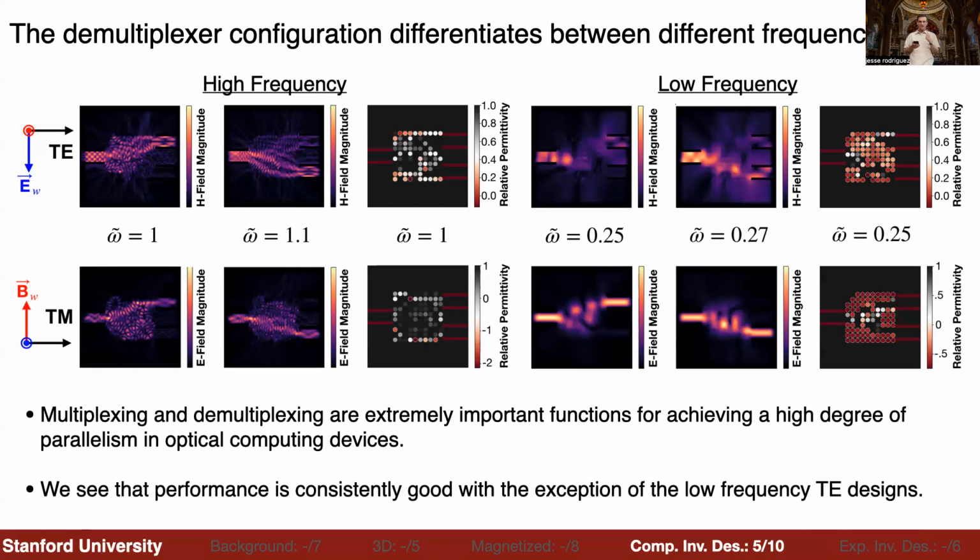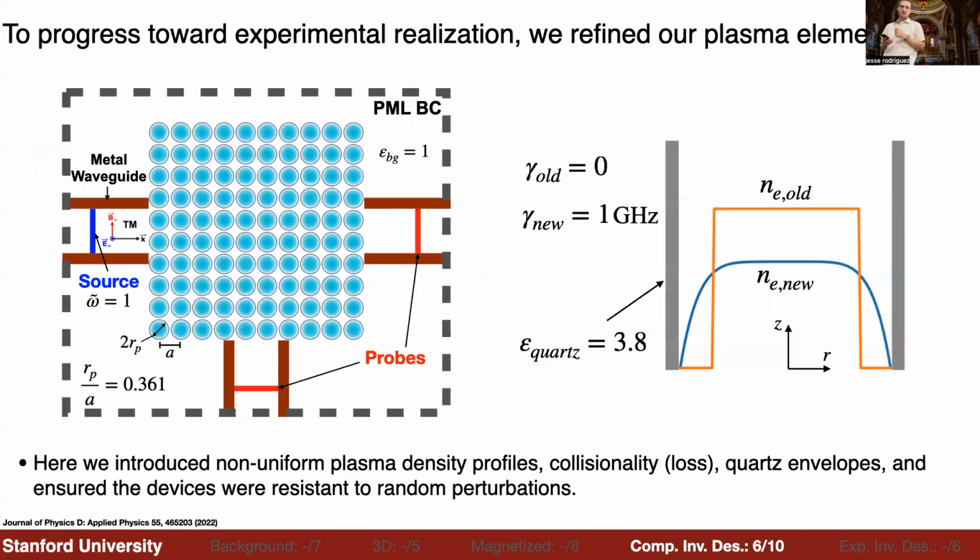So the next step is, okay, that was promising results. With that really simple model, we were able to get those. Now, what if we want to realize this experimentally? We're going to have to use a much more realistic model of the plasma elements than just a uniform plasma rod, right? So we refined the model. We added a non-uniform density profile within the bulb. We added the quartz envelopes of the bulb, and we also introduced some loss or collision frequency of the electrons with the neutrals.